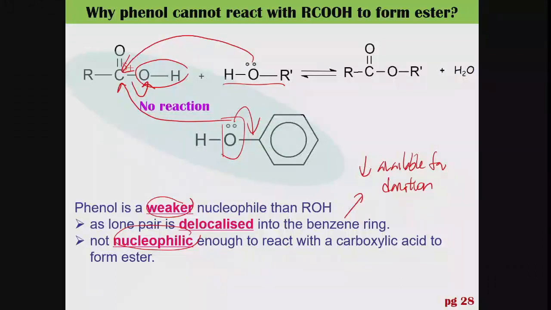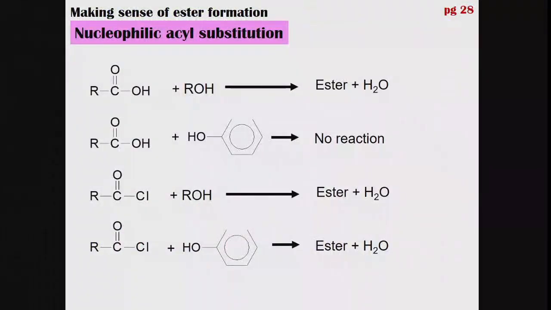So if you want phenol to form ester, I cannot use carboxylic acid. It's not reactive enough, and hence I need to use something that's more reactive. Phenol is a weak nucleophile already. So for you to react with phenol, you need to use something that's more reactive, which is acid chloride. So when you look at the summary here, you notice that for phenol to react, it must react with something more reactive, which is your acid chloride, and not carboxylic acid.